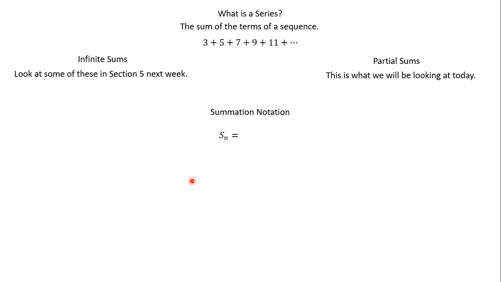So S sub n equals, and we're going to use a big sigma. And it's going to have other pieces. So the sigma means we're just going to add a bunch of stuff together. Other than that, we have a starting term down here at the bottom. We're going to start with term 1. A lot of times we use k. We don't have to. But so we have k equals 1. So we're going to plug in 1. So right now we have 2k.